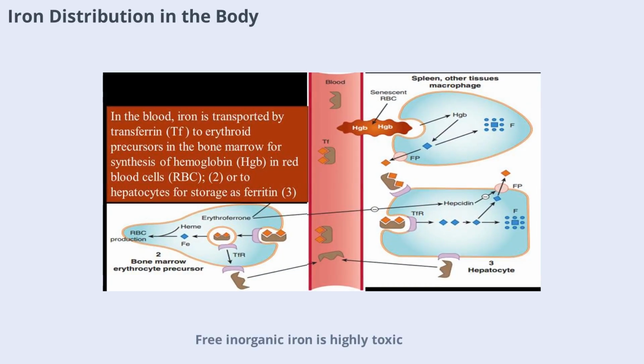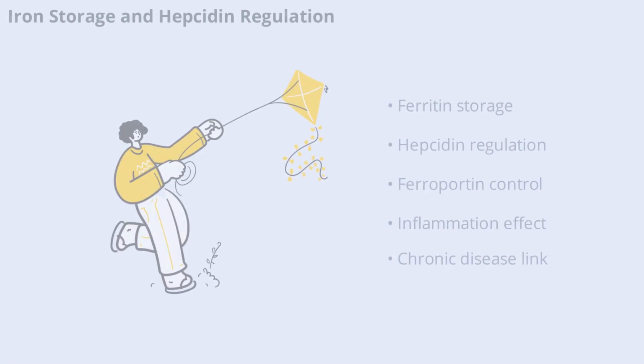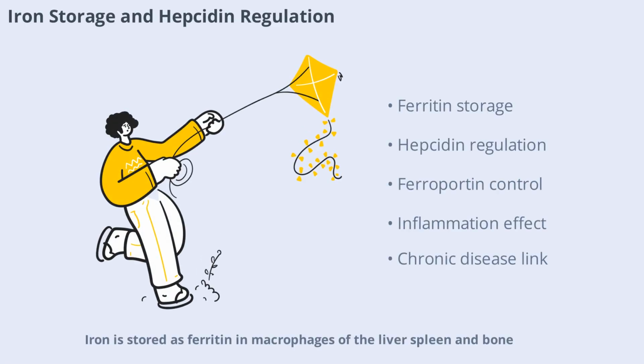Free inorganic iron is highly toxic, so it is transported in plasma bound to transferrin, a protein that delivers iron to cells via specific receptors. Most transferrin-bound iron is used by bone marrow for hemoglobin synthesis, while smaller amounts are stored in the liver or used by muscles and other tissues for enzyme production. Iron is stored as ferritin in macrophages of the liver, spleen, and bone, as well as in liver cells. The release of iron from these stores is regulated by hepcidin, which controls ferroportin activity. Low hepcidin increases iron release, while inflammation raises hepcidin, reducing iron availability and contributing to anemia of chronic disease.